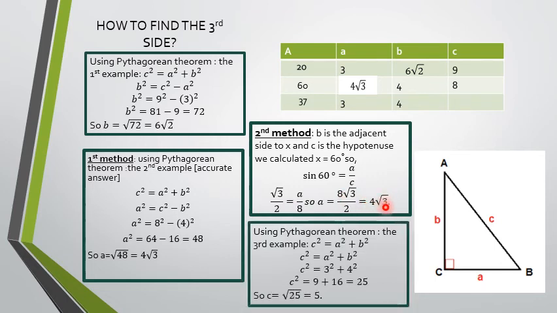The third example, also you can use the Pythagorean theorem. It's better to get an accurate answer because 37 degrees is a rounded answer. So we use the Pythagorean theorem, c squared equals a squared plus b squared, and we calculate it and we get 25. c is equal to radical 25, which is equal to 5.